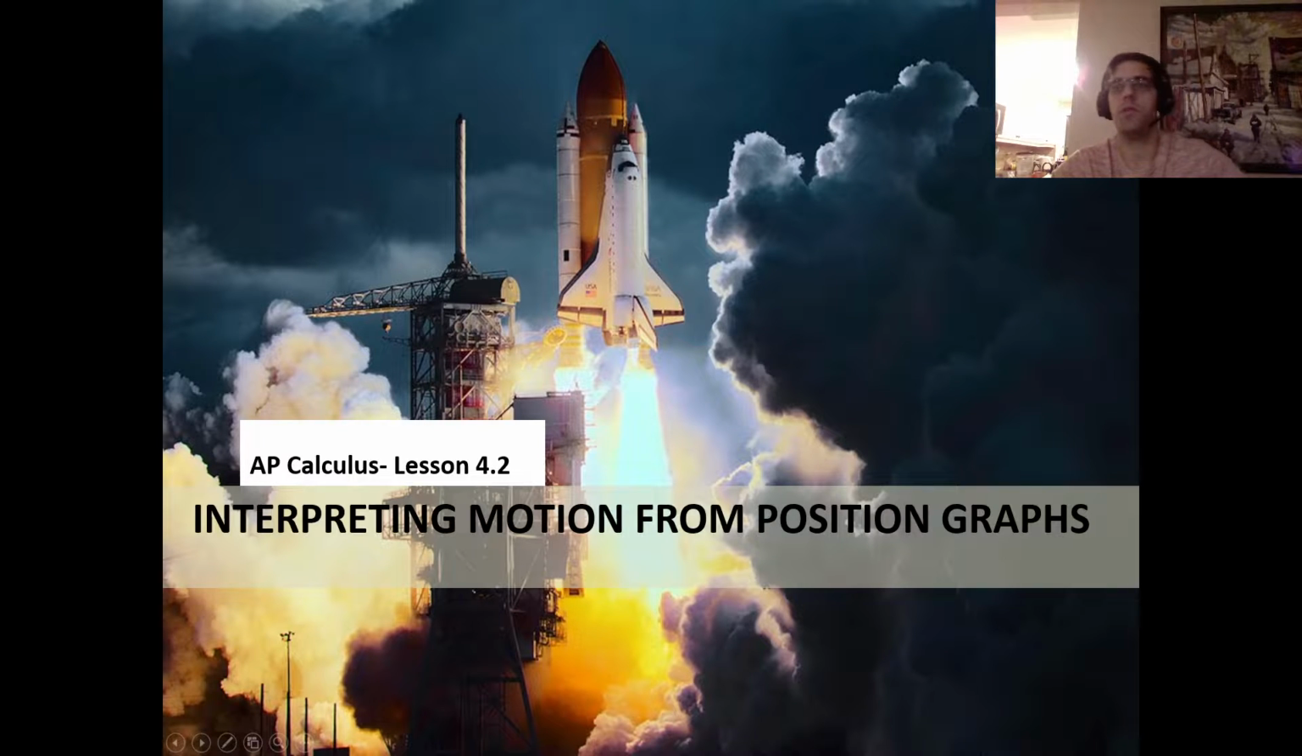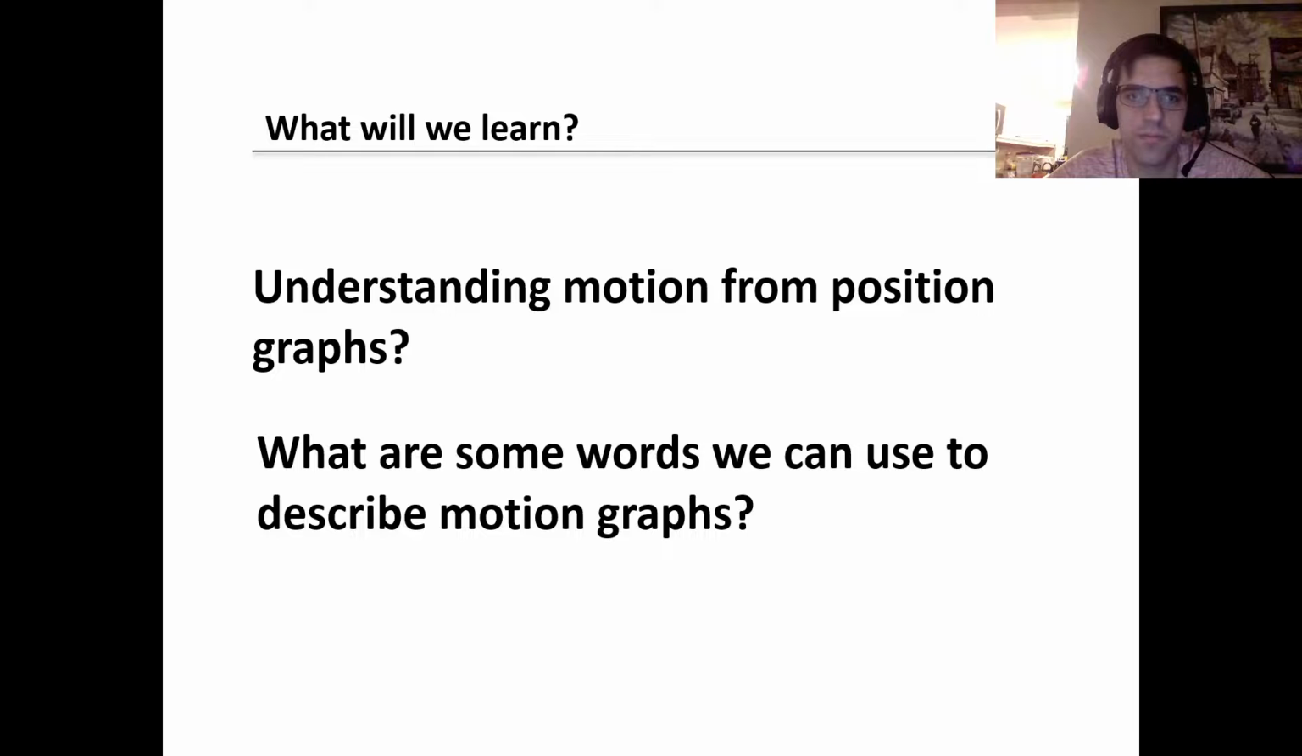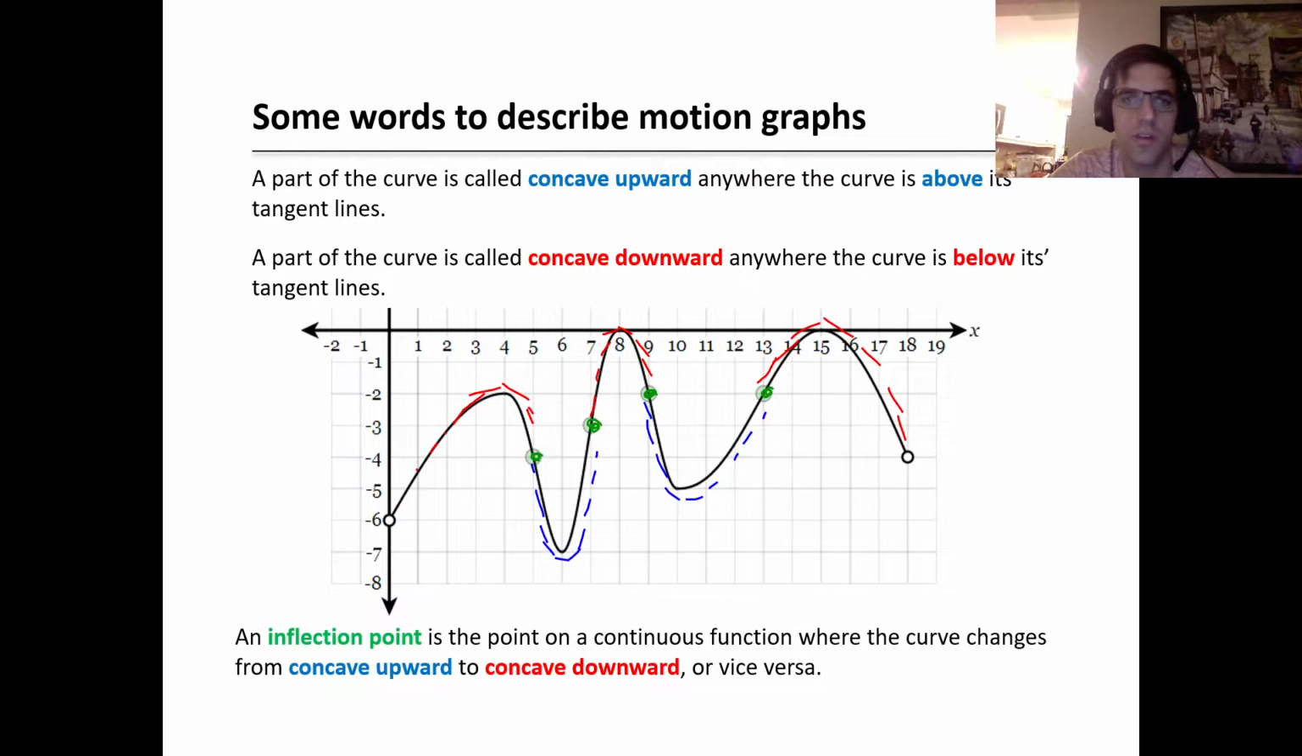All right, so this is Unit 4, Lesson 2. Unit 4 is Applications of Differentiation. Lesson 2 is Interpreting Motion from Position Graphs. So what we're going to learn is just that, understanding motion from position graphs, and then some words we can use to describe these motion graphs. So a couple of those words are concave up, concave down.